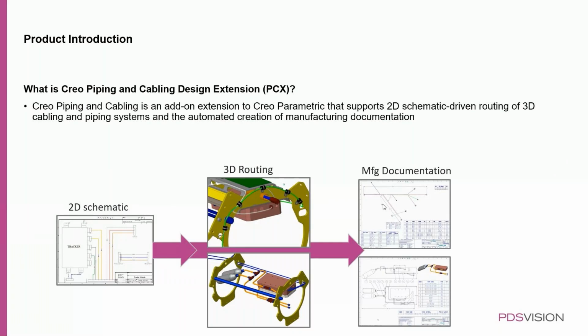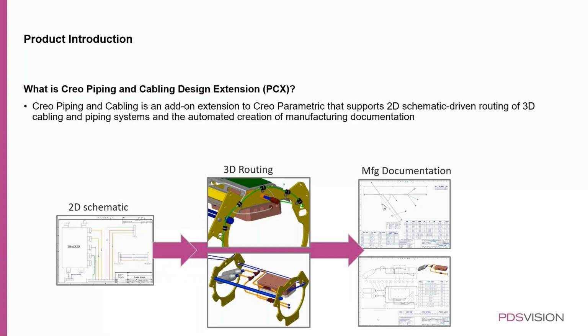Either way, whether you use schematics or not, you can then create documentation. Specifically for piping, you can create drawings, and you can create automated tables that convey a lot of your piping information, and then of course send that to your manufacturers.